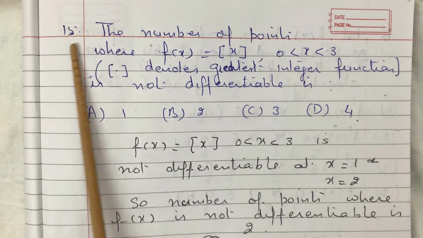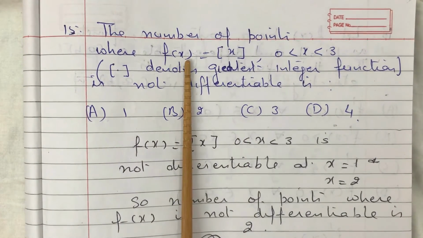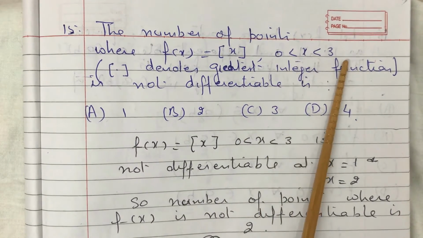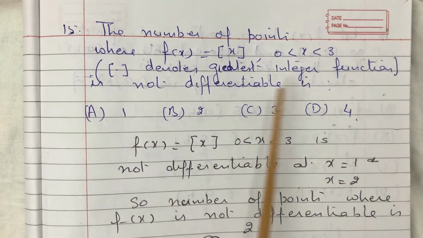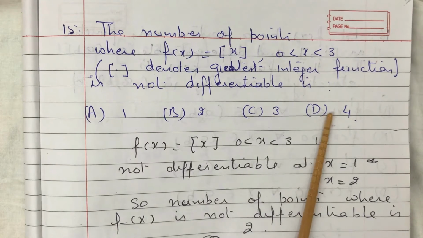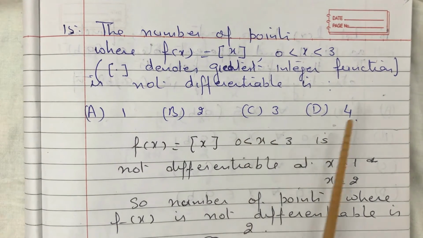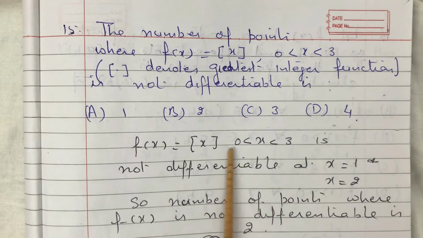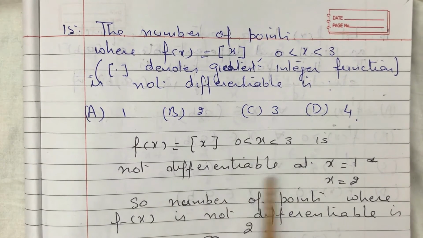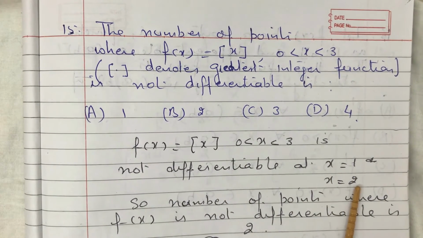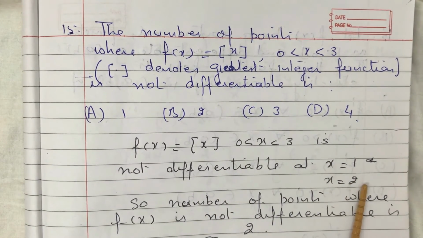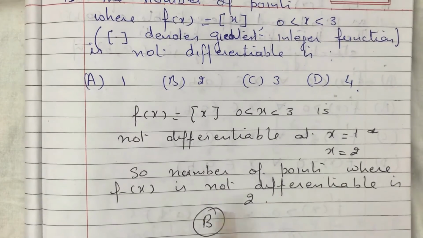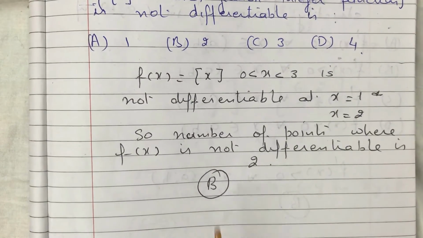Now 15th question. The number of points where f(x) is the greatest integer function, where x lies between 0 to 3, is not differentiable is. There are 4 options. You have to find the correct one. Now f(x) is this greatest integer function where x lies between 0 to 3. It is not differentiable at x is equal to 1 and x is equal to 2. So there are 2 points where it is not differentiable. So B is the option.